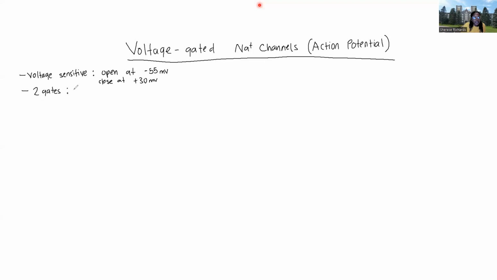Those include the activation gate, which is voltage dependent only. And then there's also the inactivation gate, which is both voltage and time dependent.